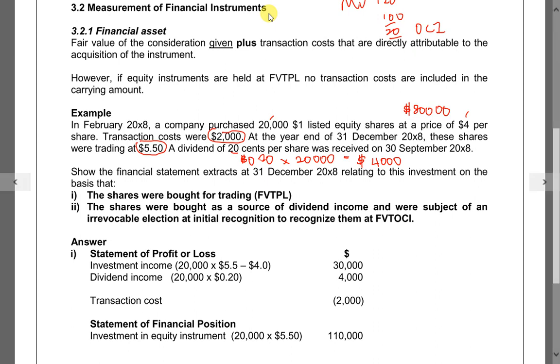But now our concern is the price has increased. Okay, price has increased. Good. How do we treat this increase here? Profit and loss or OCI? It depends. So here, shares were bought for trading purpose. Trading means for buy and sell, short term. Therefore, P&L. Correct. P&L.